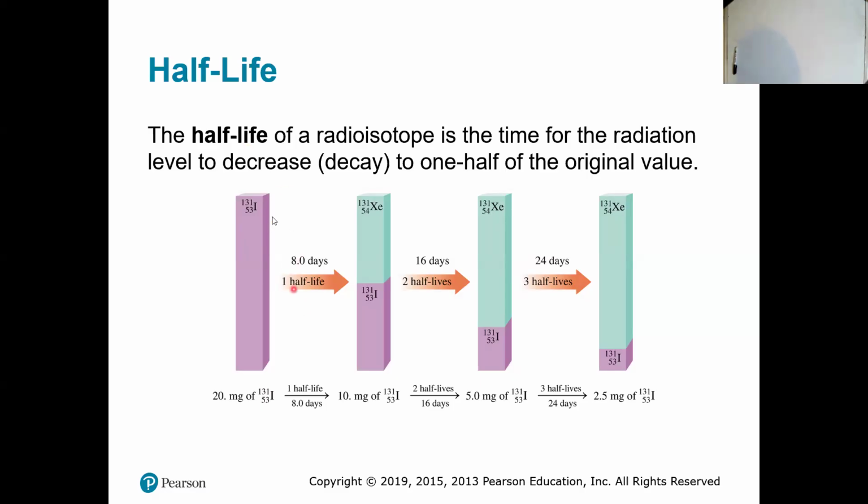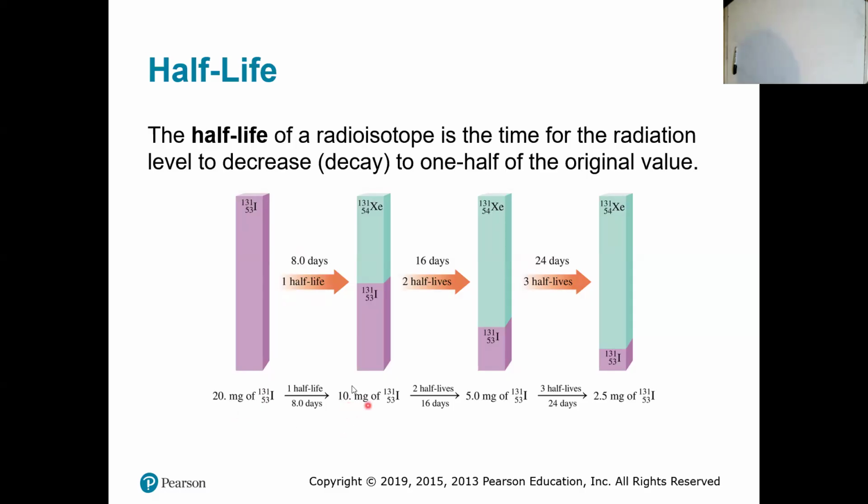So what we're looking at here, we're starting with iodine-131, and we're starting with 20 milligrams of it. We're going to track the amount of time it takes to get from 20 milligrams to 10 milligrams. If we see that 8 days has passed to go from 20 milligrams to 10 milligrams, then we know that 8 days is the half-life for that particular isotope, because it's the amount of time that it took for 50% of our original amount to decay.